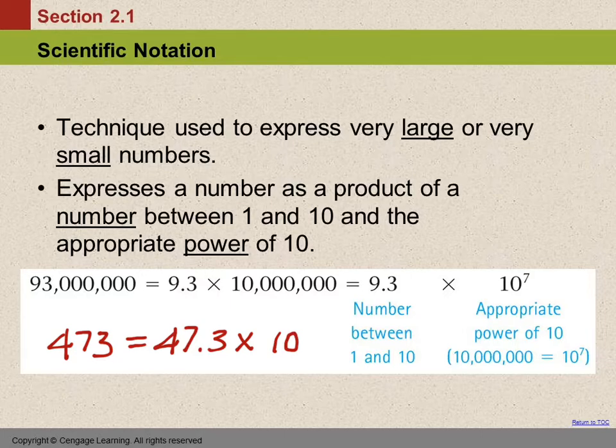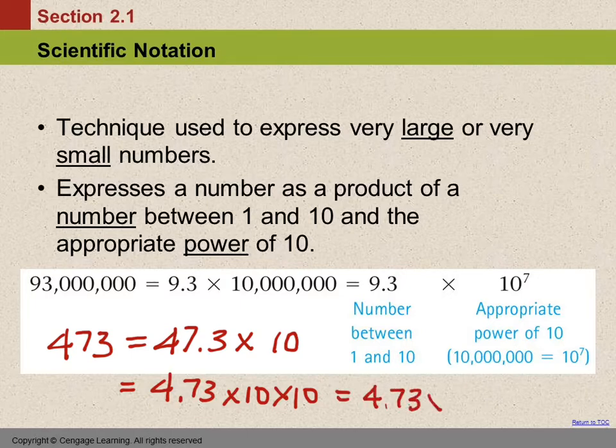What if we factor out another 10? It's also equal to 4.73 times 10 times 10. All we're doing is pulling out tens. 10 times 10 is 10 squared. So this is equal to 4.73 times 10 raised to the 2nd power.